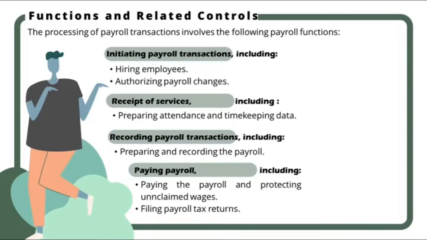Functions and related controls. The processing of payroll transactions involves the following payroll functions. The first one is initiating payroll transactions, including hiring employees and authorizing payroll changes. The second one is receipt of service, including preparing attendance and timekeeping data. The third one is recording payroll transactions, including preparing and recording the payroll. And the last one is paying payroll, including paying the payroll, protecting unclaimed wages, and filing payroll tax returns.